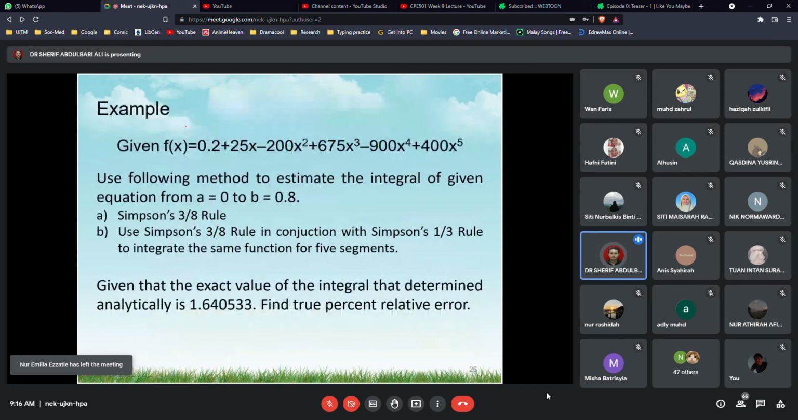Okay, so now this is the example. The example is 2 parts. So now we are going to solve part A, which is to solve for this function from the limits a to b using one application of 3/8. So the first thing we need to do in here is find the step size.